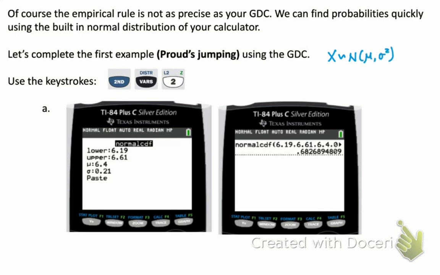So if we go back and look at the question from the first example about Proud's jumping, let's check this out. So we were asked to find the probability that Proud's jumps land somewhere between 6.19 and 6.61 centimeters. So we're going to enter the lower bound as 6.19 and the upper bound as 6.61. Our mean was 6.4. Our standard deviation was 0.21. Enter all those values, press paste, and you'll go back to your regular calculation menu, and we get almost exactly the same value, 68%, but this time we get 68.3%, so a little bit more precise than the empirical rule.